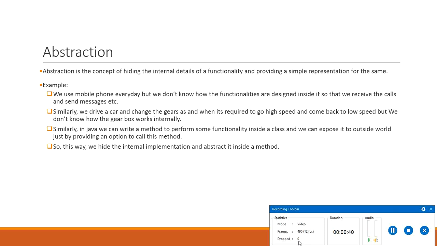For example, we use our mobile phone every day, for example making a call, downloading apps or sending data, but we don't know how the functionalities are designed inside it so that we receive the calls and send the messages. The basic thing a user requires is that he can store contacts, receive a call, and make a call. How this operation is performed inside the mobile phone is hidden from us. The inner functionalities are designed in such a way that they are hidden from the user.